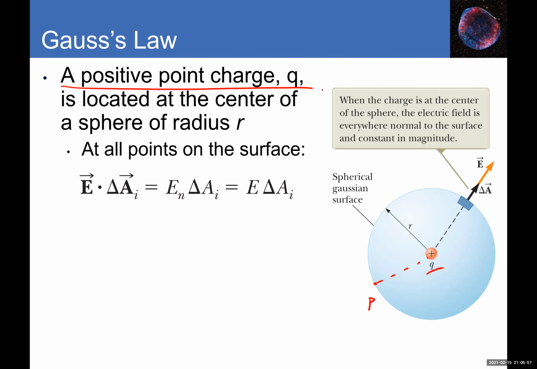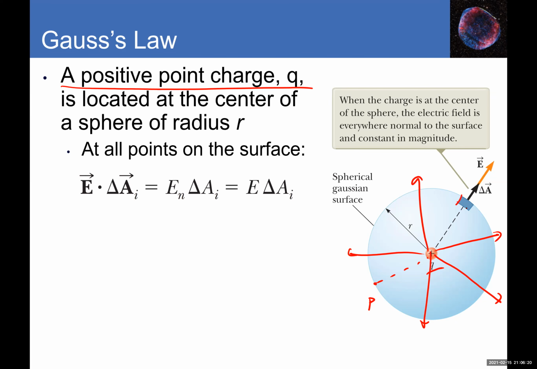So let's say we have a positive point charge Q, and we surround that point charge by an imaginary sphere. We call it a Gaussian sphere, or Gaussian surface. Since this is a point charge, it's going to have an electric field all over, radially moving away from the charge.